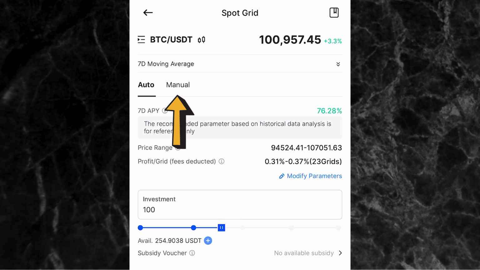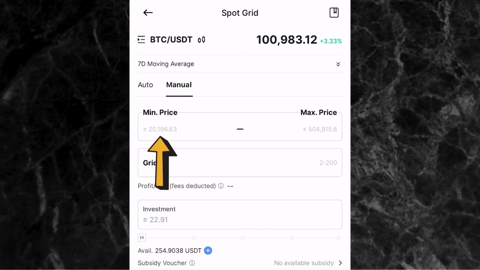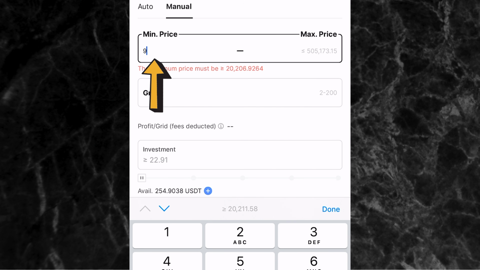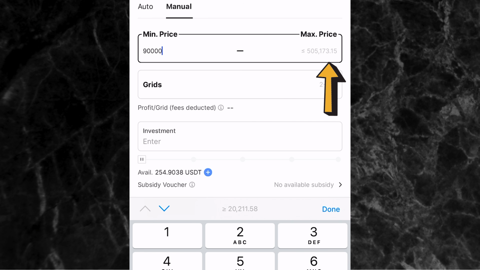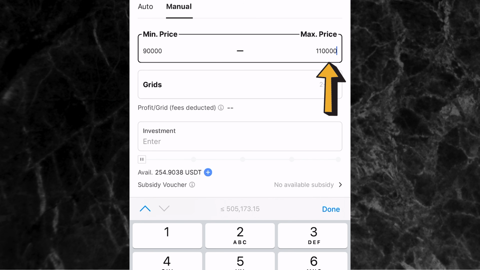Now to the manual. The manual is where you can actually enter all the parameters by yourself. That's the meaning. So for this manual, the first thing is the price range. So you have the minimum price right here and you have the maximum price right here. So for this minimum price, let's say you want the trading bot to take trades for you between, let's say, $90,000 to, let's say, the maximum you want it to be, let's say, $110,000. Then you put it right there.